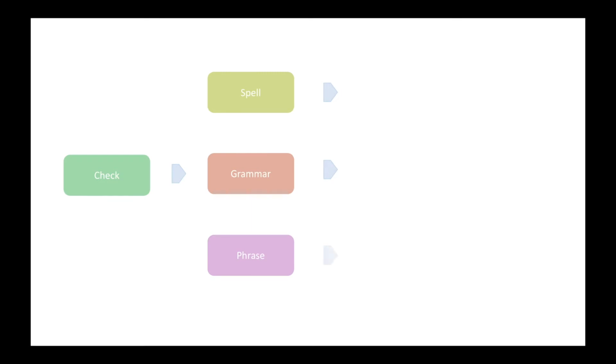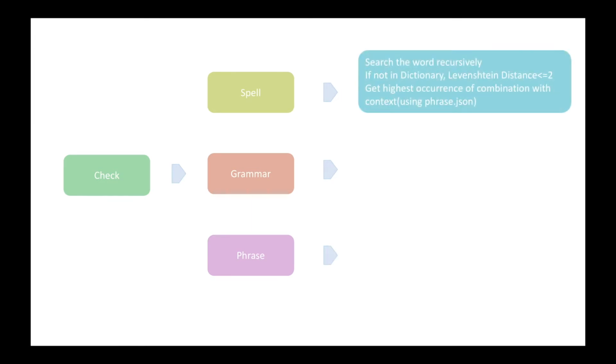After building the data structure and training the dataset, we can do the check part. For spell search, we will search the dictionary recursively. If the word is not in the dictionary, we will calculate the Levenshtein distance and set the max error to 2. Then we will get the suggestion word of 4 operations: substitution, insertion, deletion, and transposition.